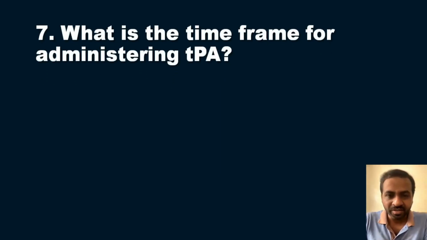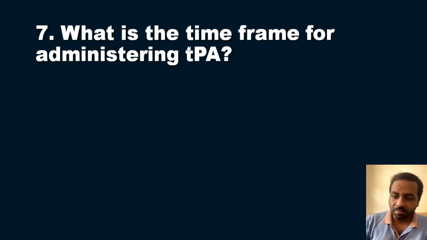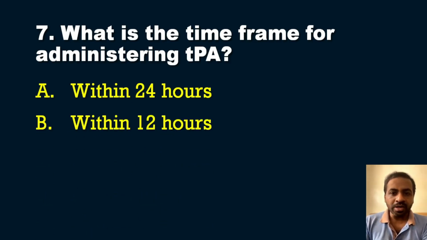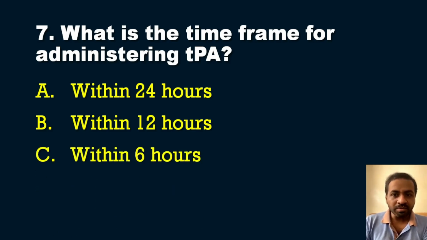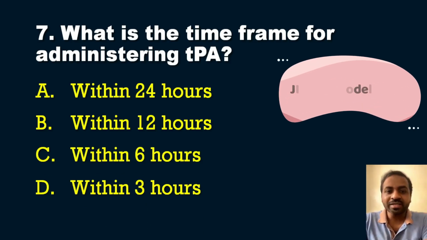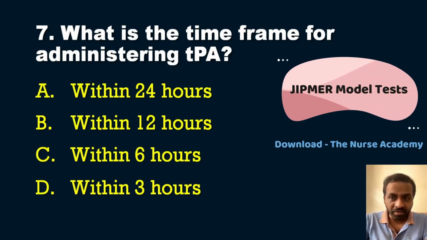Okay, so now we will move on to the next question in our series, from stroke management, and the question is, what is the time frame for administering TPA? So what is TPA? That is the tissue plasminogen activator, and for what condition we are giving it, you know very well, that is for ischemic stroke. So what is the time frame for the administration of TPA? The options are: option A, within 24 hours; option B, within 12 hours; option C, within 6 hours; and option D, within 3 hours. So what is the answer to the question? What is the time frame for administering TPA?